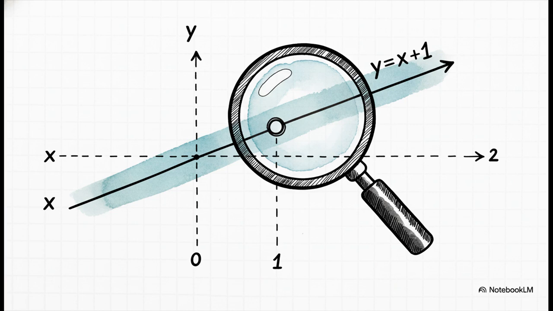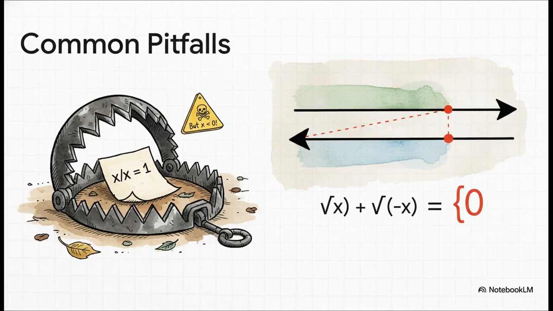So what does this actually look like? Well, the graph is the line y equals x plus 1, but with a tiny single point missing. There's a literal hole in the graph at x equals 1, because our original setup was undefined there. The cancellation hides the trap, but that hole is still very, very real. So let's recap the big pitfalls to watch out for. First, the cancellation trap. Yeah, x divided by x is 1, but you have to remember that x couldn't be 0 in the first place.